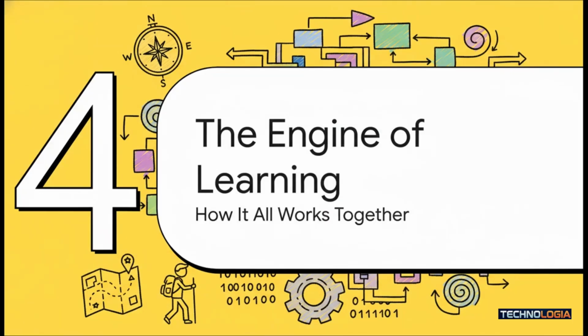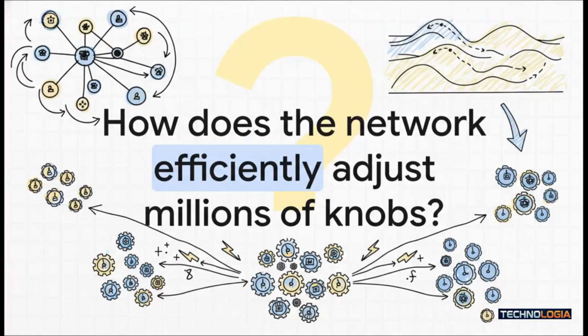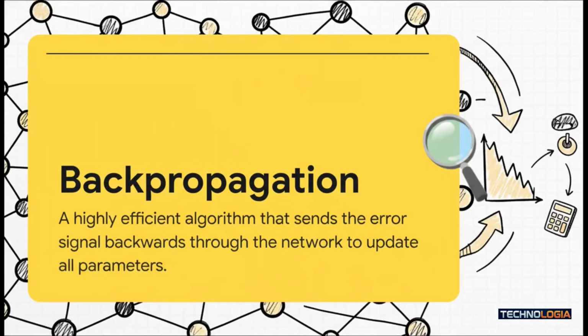Okay, so we've got our map, we've got our blindfolded hiker, and they've got their gear. But how does this hiker actually calculate which way is downhill for millions of different directions all at once? We're still missing the engine that really powers this whole journey. And this, right here, is the crucial point. Remember those millions of knobs? After we figure out how wrong our guess was, how do we efficiently figure out exactly how to turn every single one of them? If you had to calculate the effect of each knob one by one, it would be impossibly slow. The answer is an algorithm that is, without a doubt, the cornerstone of all modern AI, backpropagation.